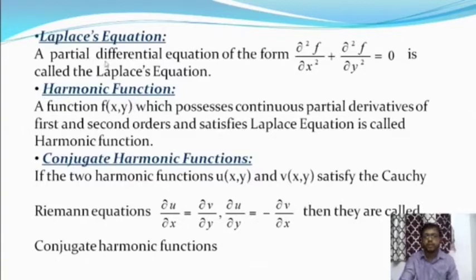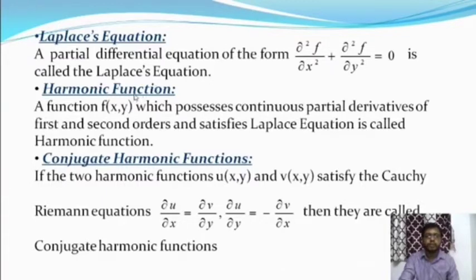So what is the Laplace equation? What is the definition of the Laplace equation? A partial differential equation of the form del 2f del x square and del 2f del y square, where f is a complex function in a domain D. The partial differential equation of the form del 2f del x square plus del 2f del y square is equal to 0 is called the Laplace equation.